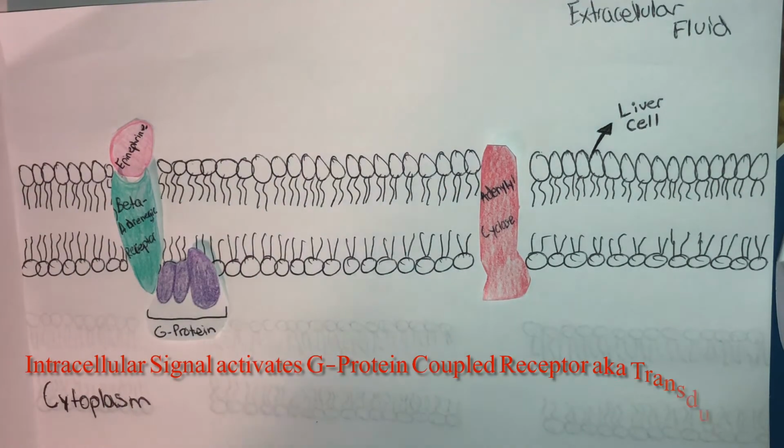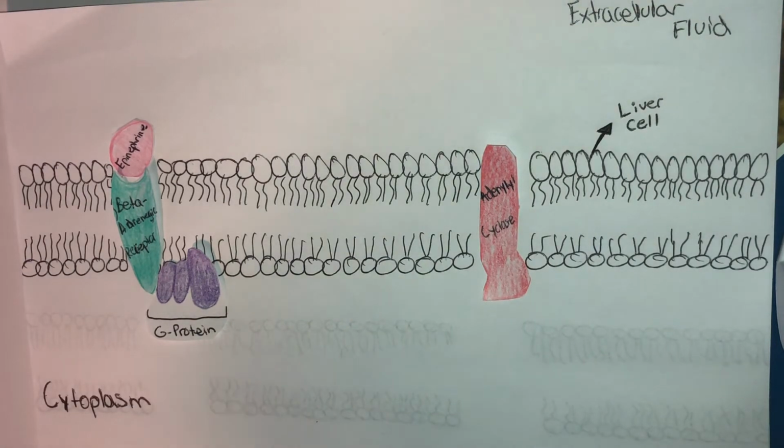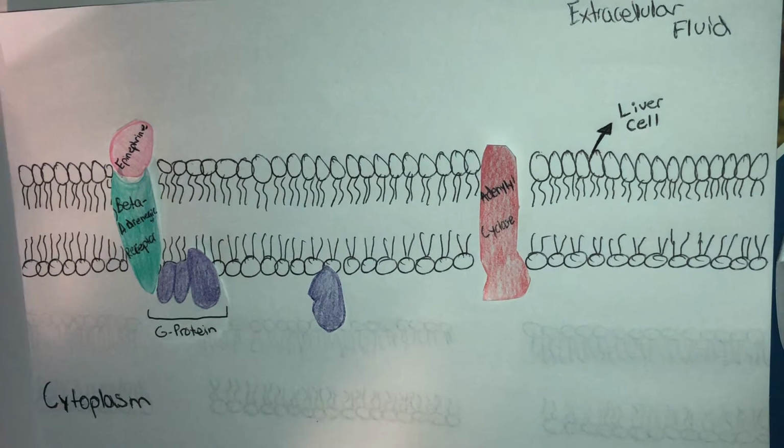When epinephrine binds to the beta-adrenergic receptor on the liver cell, the G-coupled protein on the inner side of the cell is going to be activated. Each G protein is composed of 3 subunits, and the binding of the epinephrine to its receptor is going to cause one of the G protein subunits to be removed from the other subunits.